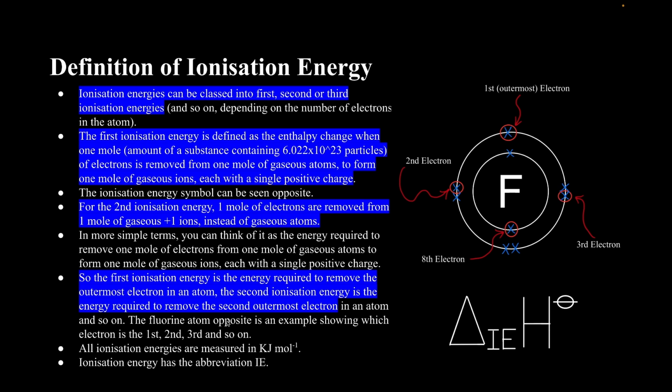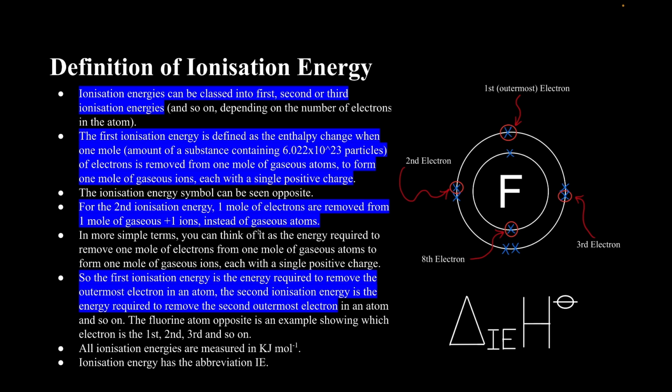All ionization energies are measured in kilojoules per mole, and ionization energy has the abbreviation IE. So the abbreviation IE is used in this symbol, and if you wanted to specifically represent the first ionization energy, you can write 1 and then ST to represent first before the IE here, or you could write 2 and then ND to represent the second ionization energy, and then you could also do the third, 3 and then RD right here just before the IE.